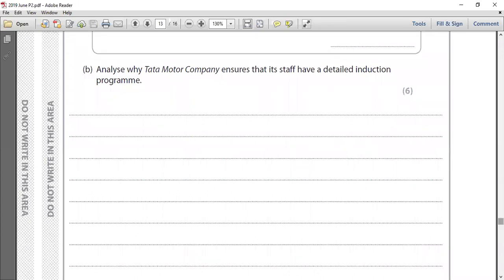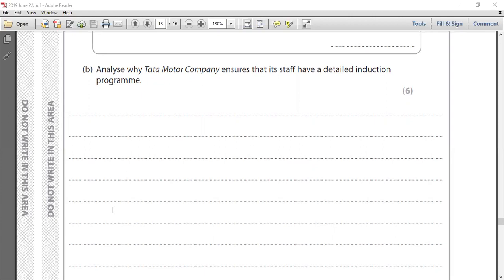induction program. This section comes from the HR section, the training. There are 3 categories of training. Induction training is a kind of orientation program for when a new employee is introduced to the organization, so they have to give some induction program. We also have another 2 kinds of training, on the job and off the job training. But this is asking why Tata Motor ensures that its staff have a detailed induction program. They're asking the purpose of induction training, and why they need induction training.